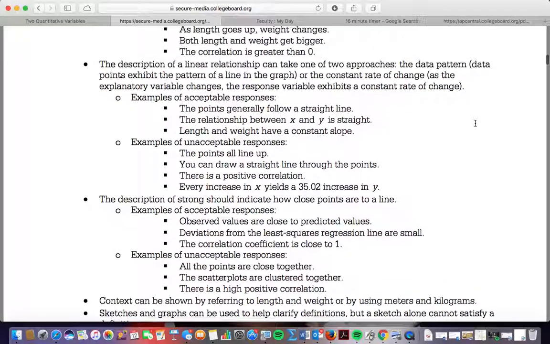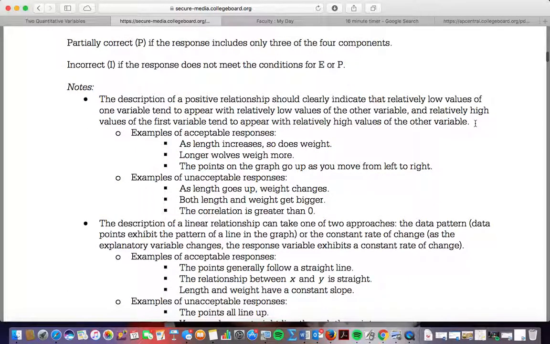On the AP exam, what's the... Linear. So we needed something that described one of these 3 things. Got me? If it doesn't, even though it may sound good, it doesn't get full credit. Does that make sense?